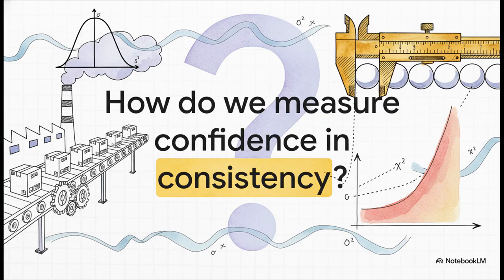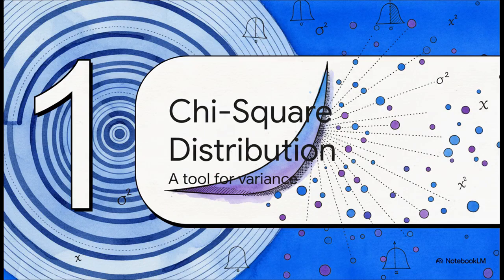Well, the tools we use for the mean just won't cut it. For this job, we need something totally different. And that new tool is the chi-square distribution. Yeah, the name might sound a little intense, but trust me, it's a super powerful key that's been designed for one very specific purpose: to help us understand a population's variance.